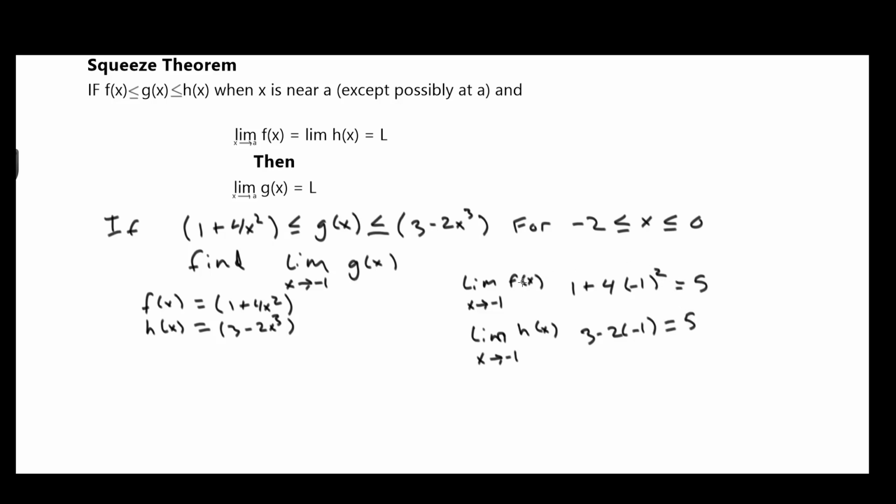So since our f of x function and our h of x function share the same limit, then we know, according to the theorem, that the limit of our g of x function is also going to be equal to 5. We'll go over one more quick example.